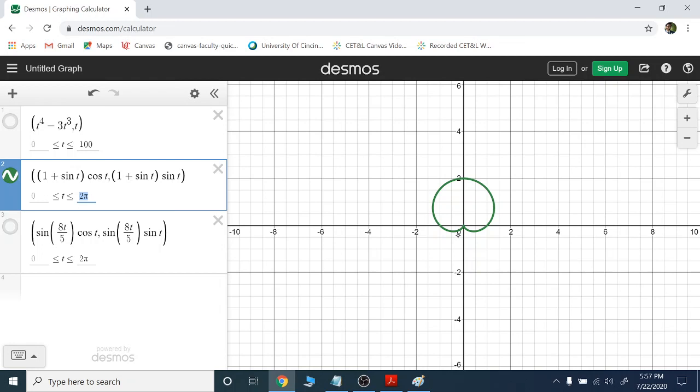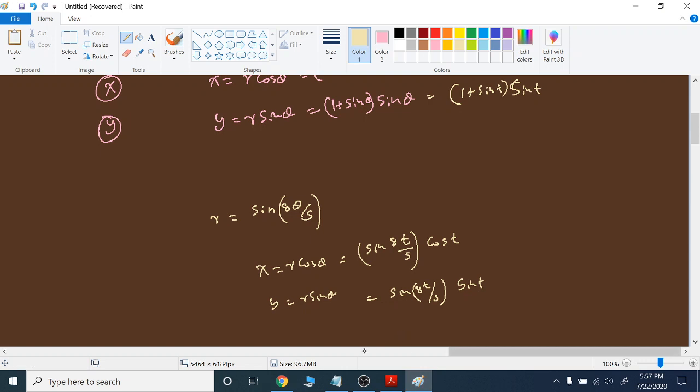For this particular curve, this cardioid shape, after 2 pi the curve will repeat, but that doesn't say that this third curve should also repeat after 2 pi, right? There can be a different endpoint after which the repetition starts. So we should be able to find that endpoint. How are we going to find it?